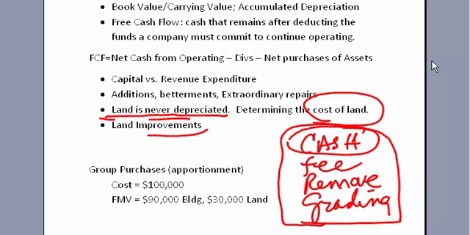Land improvements then are different. They are subject to wear and tear. They are depreciated. Land improvements is an actual ledger account, just like land is an account, land improvements is an account.